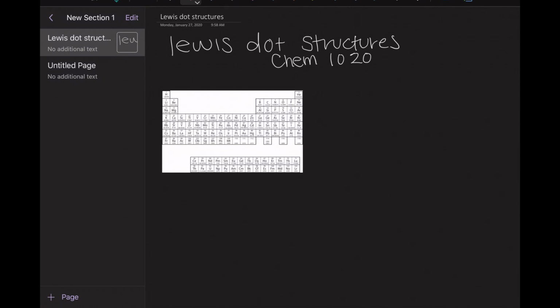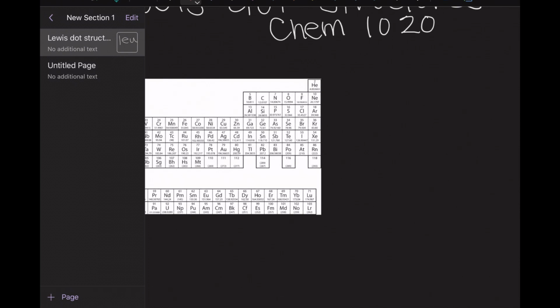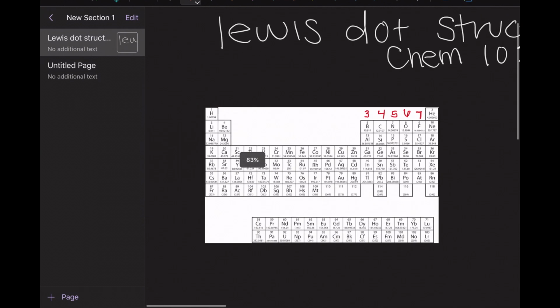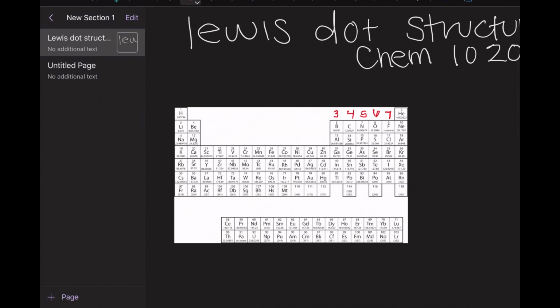Let's start from the other side. We know that fluorine has 7 valence electrons because it's one away from being a noble gas. Then we can go backwards. Oxygen has 6, nitrogen has 5, carbon has 4, and boron has 3. Then we move all the way over to beryllium and magnesium having 2, and hydrogen and lithium and everything else in that row having 1.